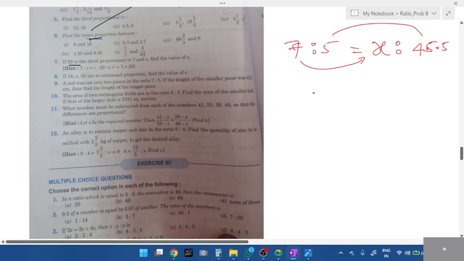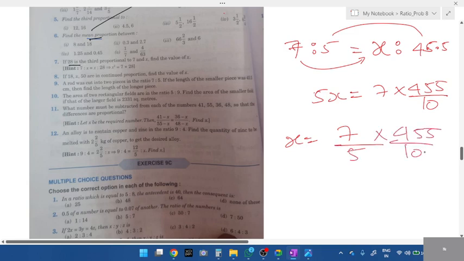What's the formula? 5x is equals to 7 into 455 divided by 10. In the notes I had given as L. L stands for longer value. You can even take it as X and solve. 7 divided 5 goes to the denominator. Copy this. Quick. Calculate later. Don't write it now. Calculate later.